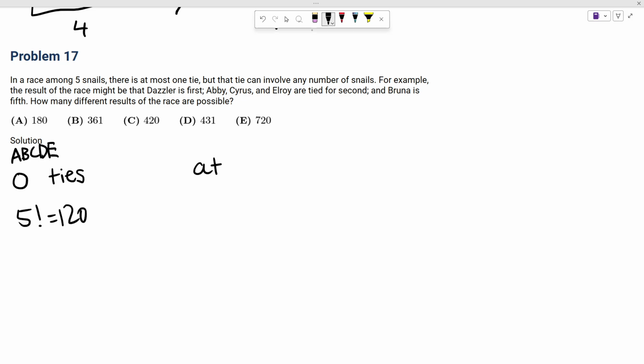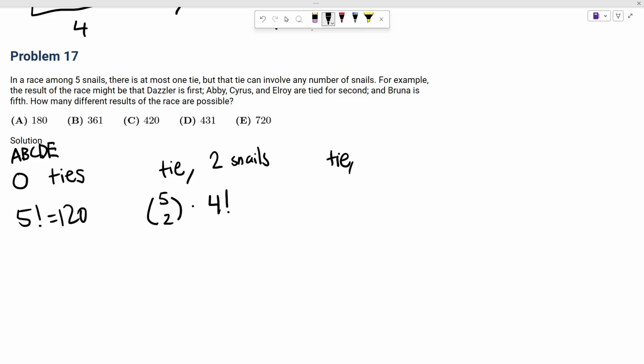If there's a tie between 2 snails, exactly, then there's 5 choose 2 ways to choose the 2 snails that are tied, and then there's 4 factorial ways to arrange those 2 snails and the 3 other snails, because we can treat the 2 snails as a singular position, and then we're just ordering the 3 snails and those 2 snails together. So there's 4 factorial ways to do that.